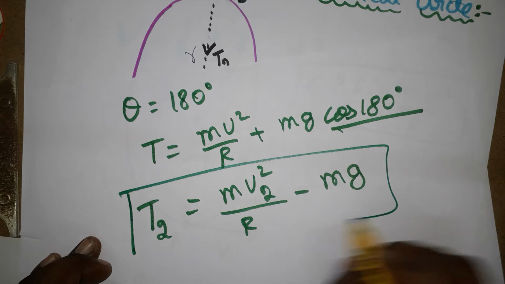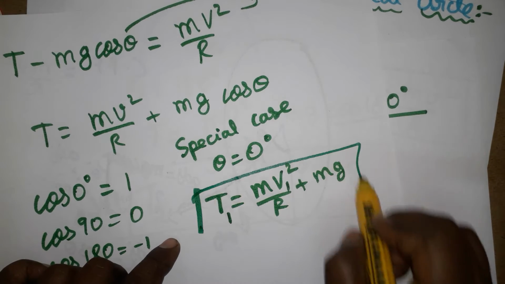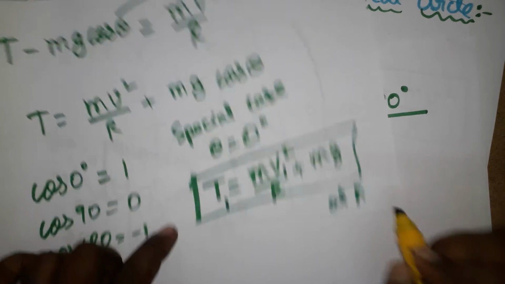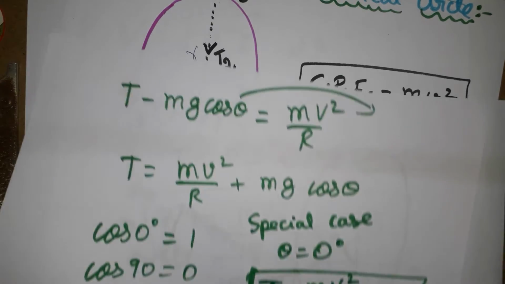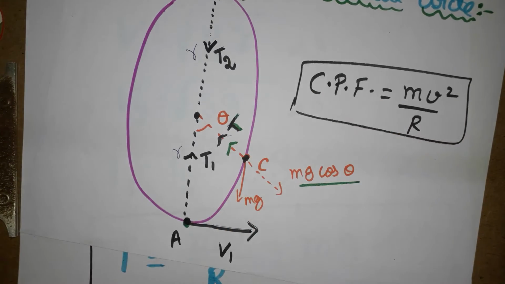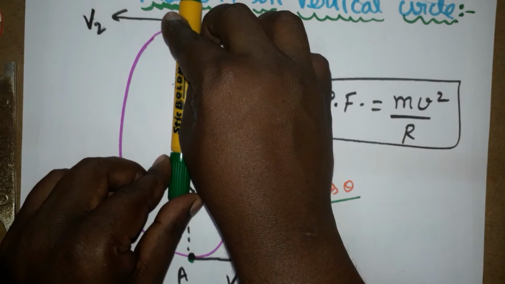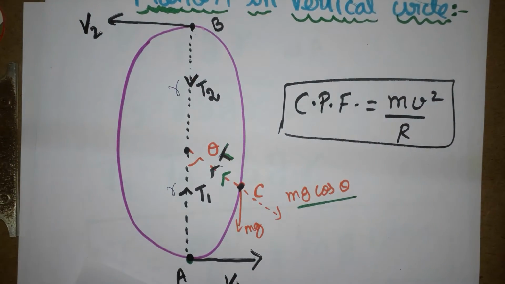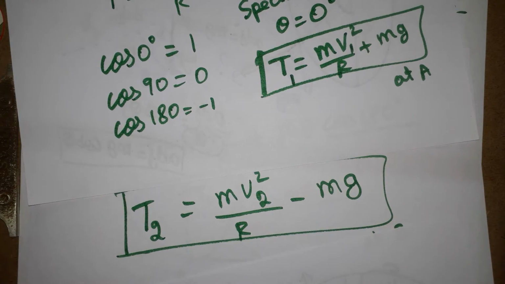We got two cases, T1 and T2. We got two equations, one at the point of A, one at the point of B. With the special case, when theta is 0 degree, we get the point at A. When theta is 180 degree, we get the point at B. Now we have two equations, one at the point of A, one at the point of B.